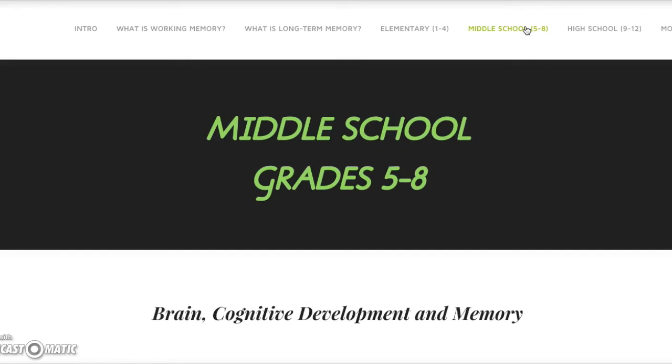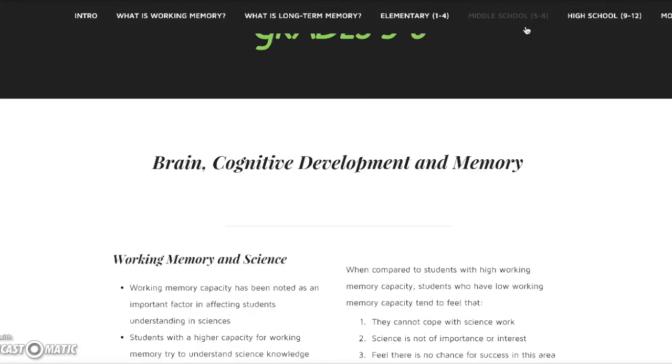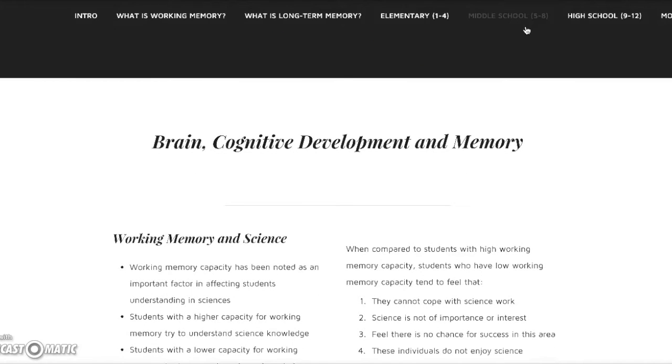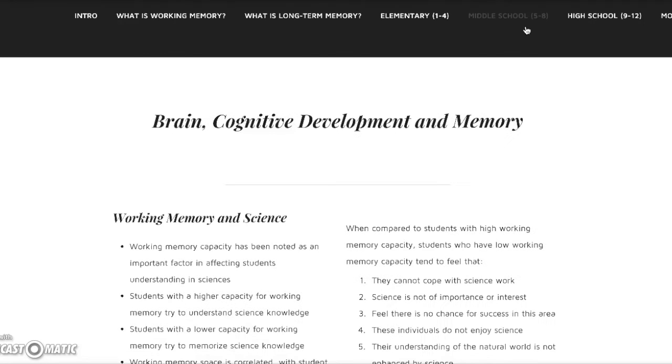It is also important that middle school teachers understand the principles of working and long-term memory as well. This research demonstrates the understanding of working memory as applied to students in upper elementary and middle school. The first study explains working memory as applied to students in science classes. It was determined that there is a difference between students with high and low working memory capacity.